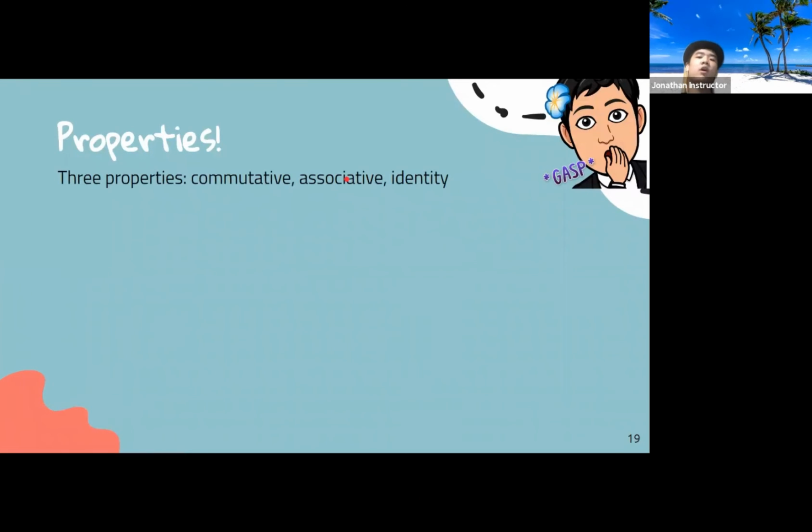So there are also 3 properties. Amazing. So we have commutative property, associative property, and identity property. Some of these might be familiar to you. Some of these might not be. You might have learned this in 4th grade, so I'll go through it again for you guys.